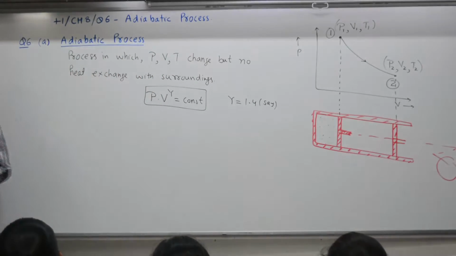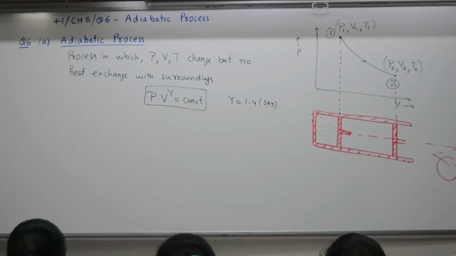So first part, what is adiabatic process? A change in pressure and volume of a gas in which temperature also changes is called adiabatic process. In such a change, no heat is allowed to enter or escape from the gas. For adiabatic process, the relationship between P and V is PV to the power gamma is equal to constant.